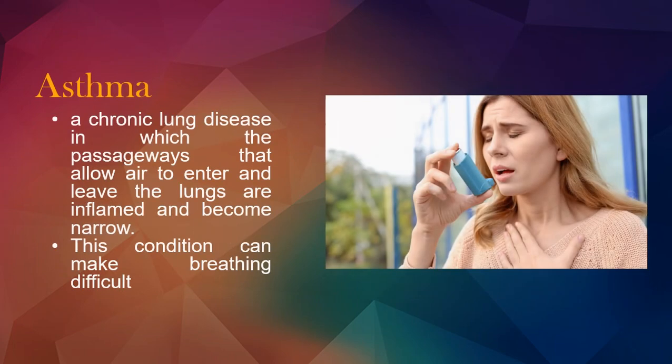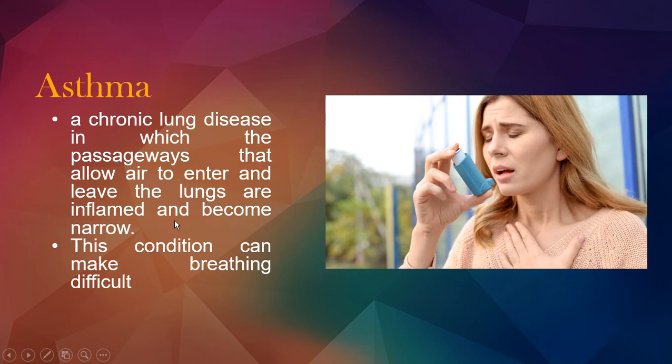Okay? So, next, we have asthma. Okay? Very common siya in an environment that is air polluted. Okay? Kasi kapag yung air is polluted, so yan, that triggers your asthma. Okay? It's a chronic lung disease in which the passageways, ano ba yung passageways ng hangin natin? Okay? It's the trachea, bronchi, ano pa ba? Okay? So, trachea, upper and lower respiratory tract. Okay po? So, that allow air to enter and leave the lungs that are inflamed. When we speak of inflamed, parang ano siya, namamaga, okay, and become narrow.